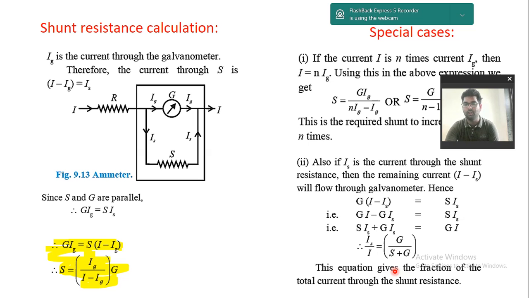So it is a very high value. Obviously it will be less than I because I is my total current, but it will be very much greater than Ig, almost n minus 1 times greater, generally n minus 1 times greater than Ig.